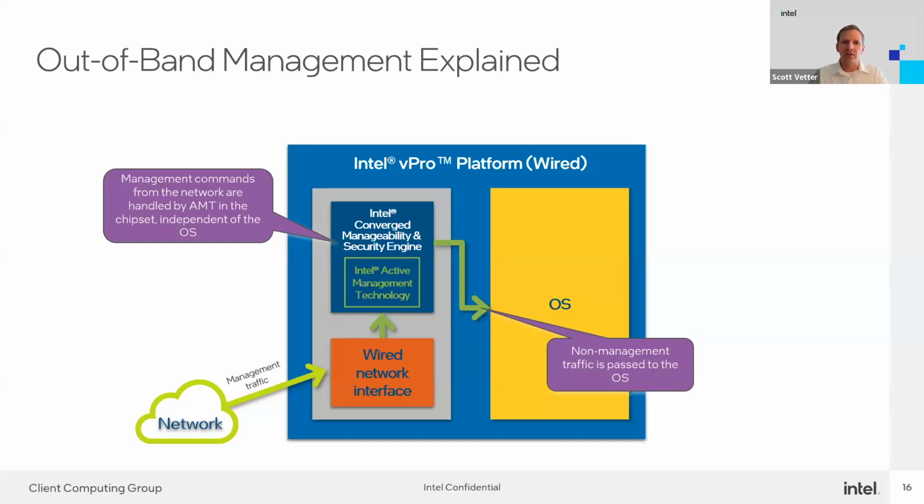But your management traffic comes in through your network interface and goes directly to the on-chip hardware-based Intel Converged Manageability and Security Engine, which is where the Intel Active Management Technology is based. Now, from there, your manageability happens on the silicon, whereas the rest of the non-management traffic is passed to the OS. So you can see that if your OS isn't working, that doesn't really matter. Your manageability traffic is already being intercepted and processed at the silicon level.